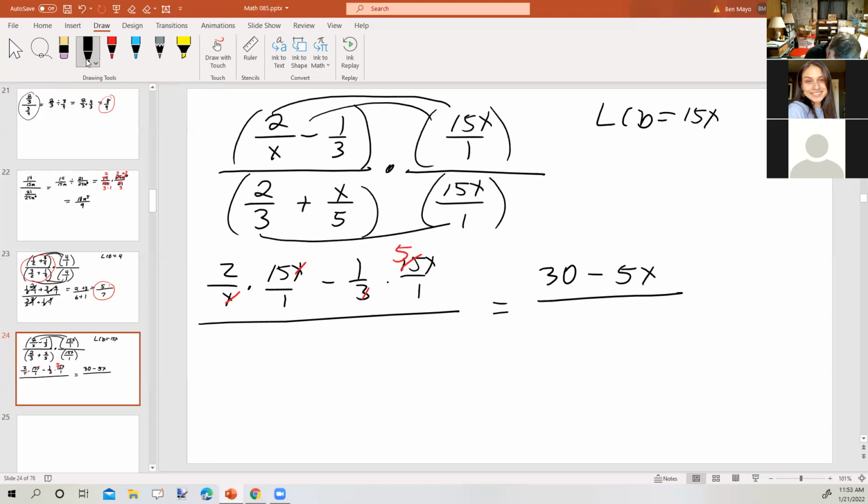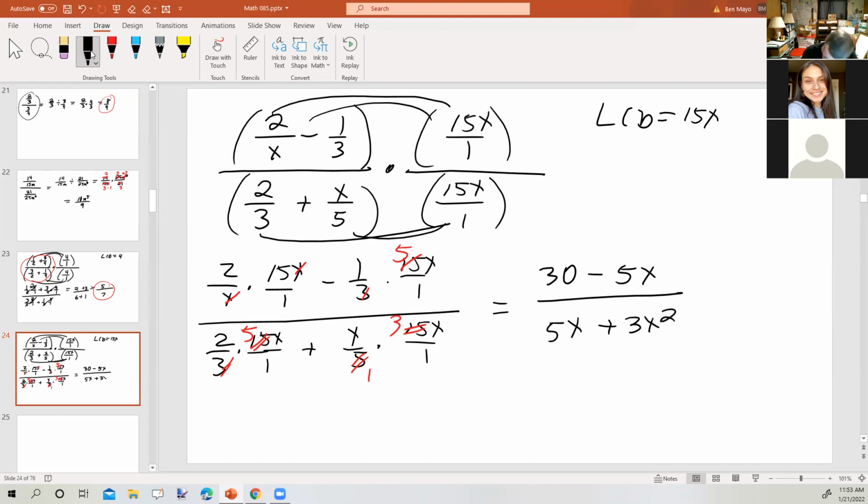Okay, in the denominator, 2/3 times 15x over 1, plus x over 5 times 15x over 1. Simplifying, 15 over 3 is 5. 2 times 5 times x, we get 10x, plus 15 over 5 is 3/1. So we get 3x squared. So we've turned it into a simple fraction.